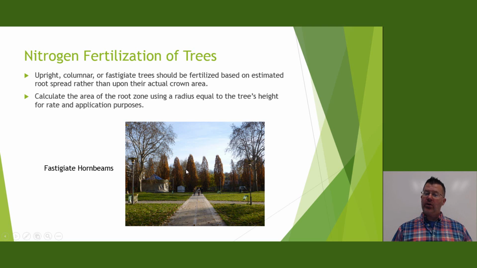These crown areas are smaller. Their roots are going to spread out a little bit more. So we're going to base our fertilization rates on the root spread rather than their actual crown spread, because they're so thin growing. They're narrow, they're tall, they're columnar. We're not going to base it on the crown spread of these trees. We're going to calculate the area of the root zone using a radius equal to this tree's height for rate and application purposes.